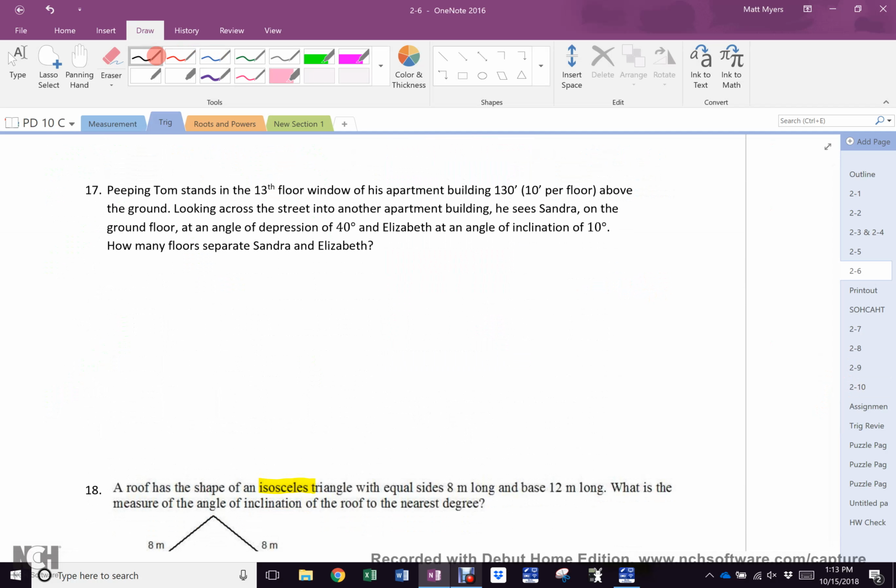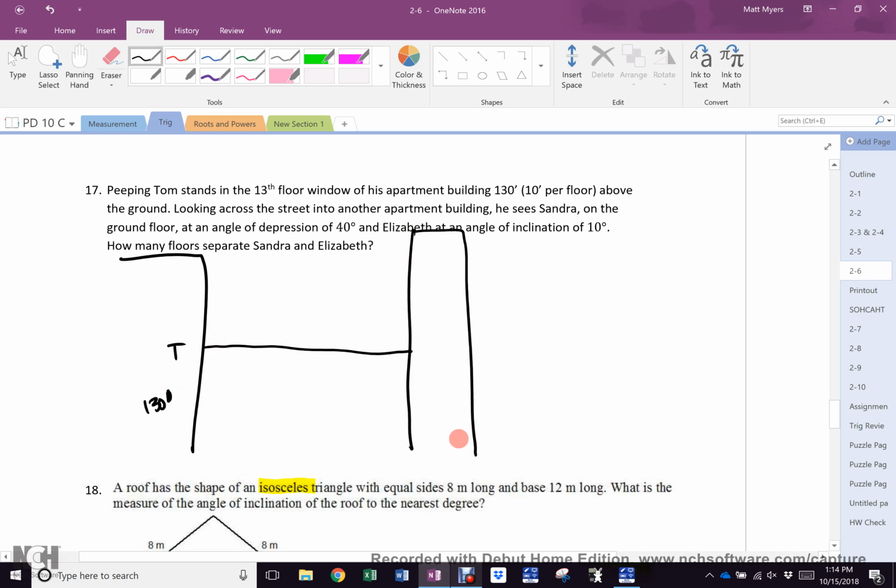Peeping Tom. For some reason, this question caused great difficulty for everyone, even though the question tells you what to do. Tom is on the 13th floor of his apartment building, which is 130 feet above the ground. Tom looks across at another building, which means when Tom looks straight across, he is looking at something 130 feet off the ground. Tom looks down and sees Sandra, 40, angle of depression.